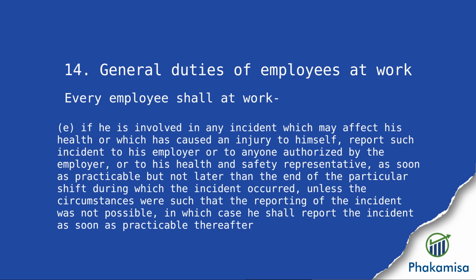Section E covers what employees need to do if they are injured or hurt at work. So it says if he is involved in any incident which may affect his health or which has caused injury to himself, report such incident to his employer or to anyone authorized by the employer or to his health and safety representative as soon as practicable, but not later than the end of the particular shift during which the incident occurred, unless circumstances were such that the reporting of the incident was not possible, in which case he shall report the incident as soon as practicable thereafter.